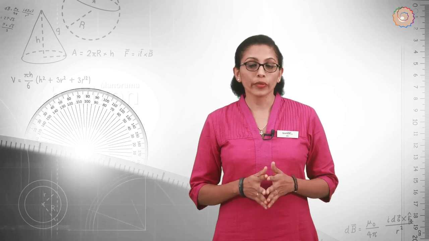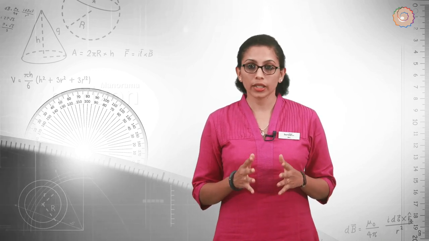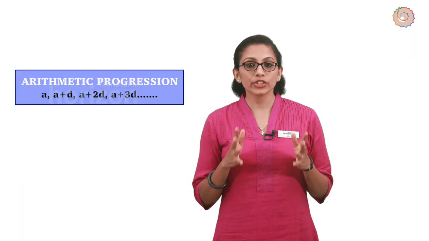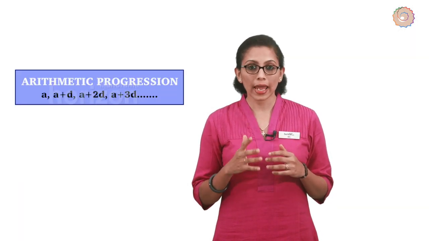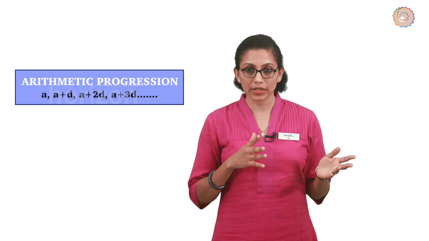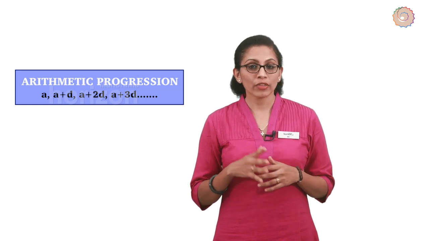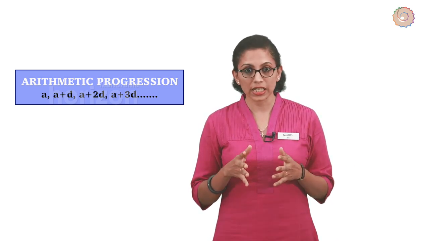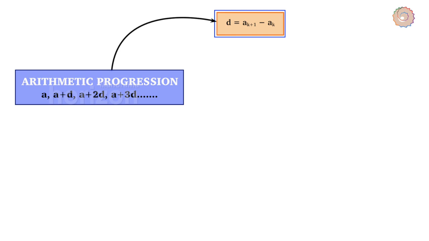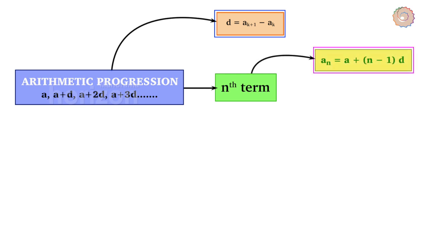Have a quick overview of all the equations coming under arithmetic progression, and it will help you in solving the problem. The general form of an AP is a, a plus d, a plus 2d, a plus 3d and so on. Then we have seen the equation for common difference d: d is equal to a_(k+1) minus a_k. Next, the equation for the nth term of an AP in terms of first term a and common difference d is given by a_n is equal to a plus (n minus 1) into d.